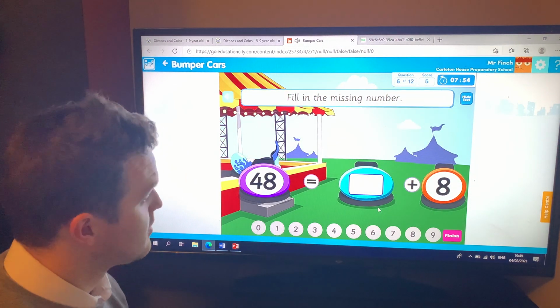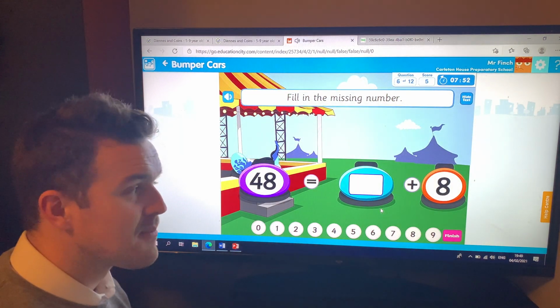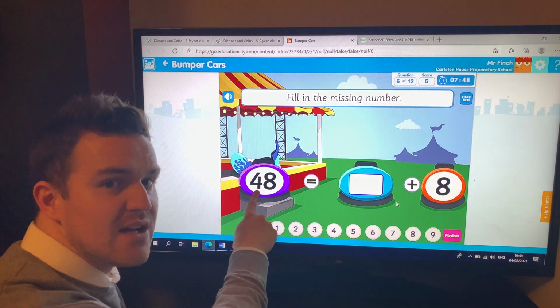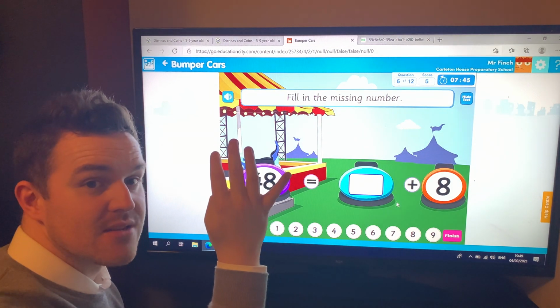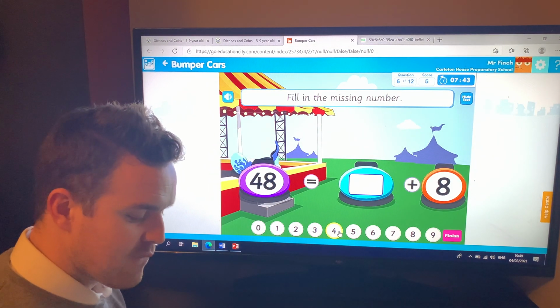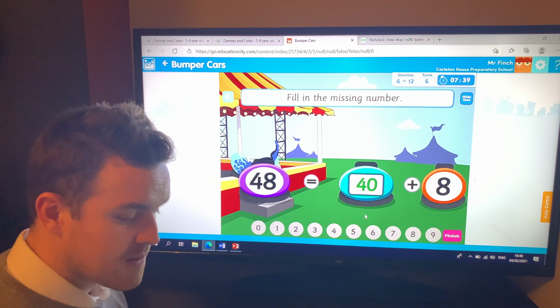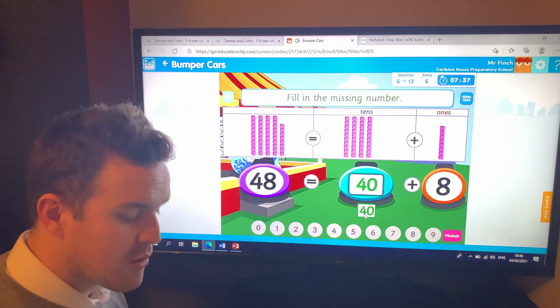Fill in the missing number. Oh, 48 equals something add 8. Well, we've got the 8. What's the first bit mean? 4 sets of 10. 10, 20, 30, 40. 40. 4 and a 0. Don't get confused with 14. And we'll do one more.